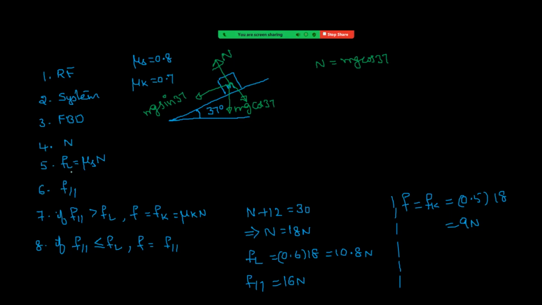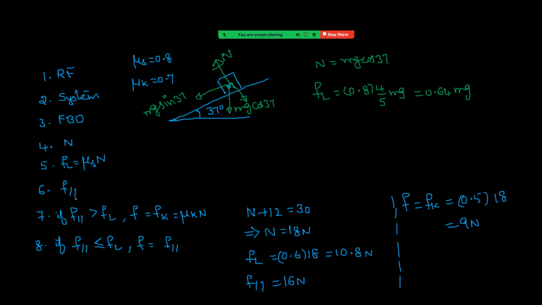Now calculate limiting friction. Limiting friction is mu s, value 0.8, into mg cos 37. Cos 37 is 4 by 5, which means 0.8. So 0.8 times 0.8 is 0.64 mg. That is F limiting.